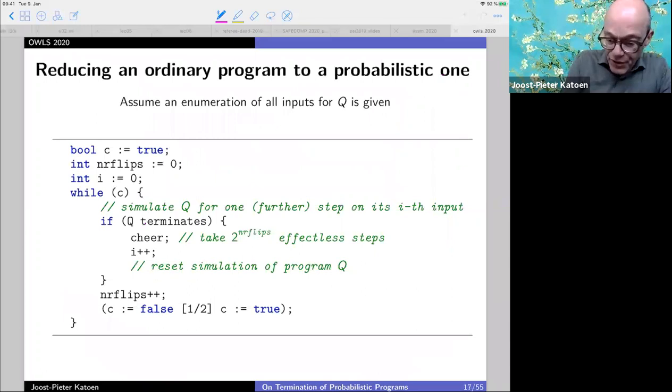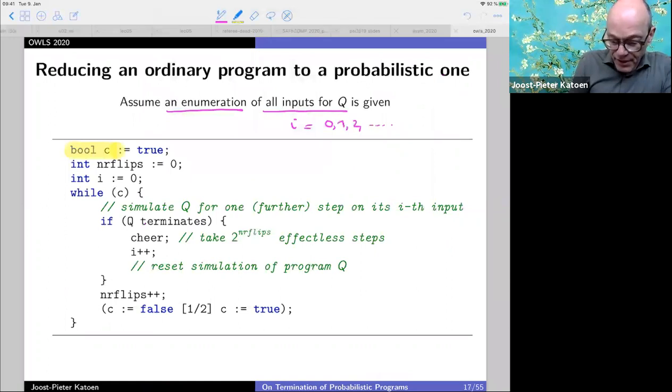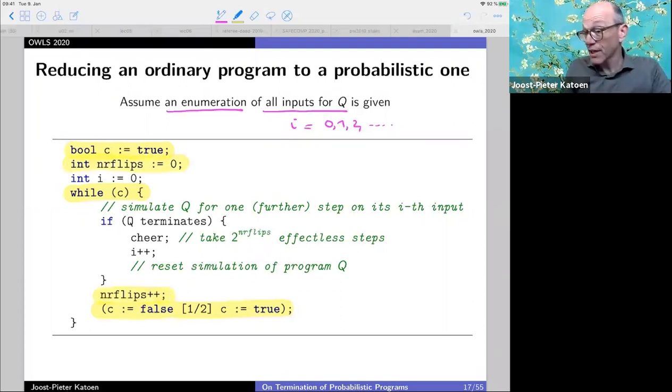So we have given such an enumeration of all the inputs. This is what I call I, and this can be 0, 1, 2, etc. And now we use the same scheme as before. So let's make this more explicit. Here again, I have this Boolean C that controls the termination of the loop. And in every iteration, I flip a fair coin. For the rest, I have a counter that counts the number of iterations, which is initially 0, and in every iteration is incremented by 1. So this is exactly the scheme that we have seen on the previous slide.